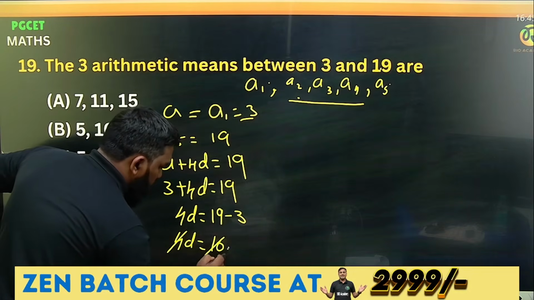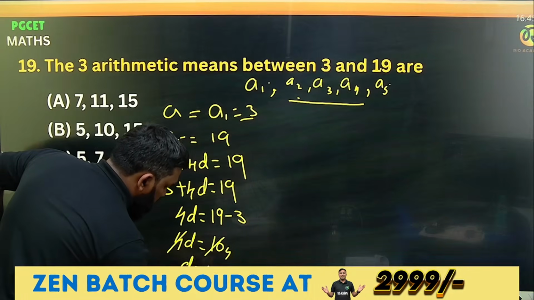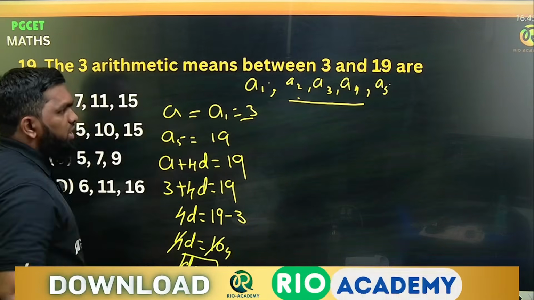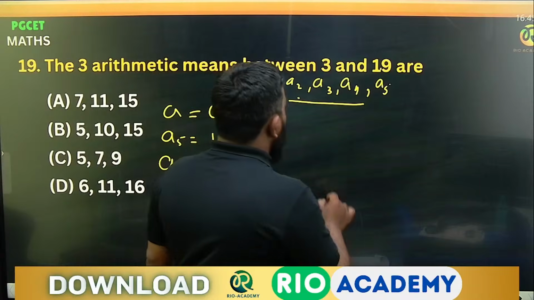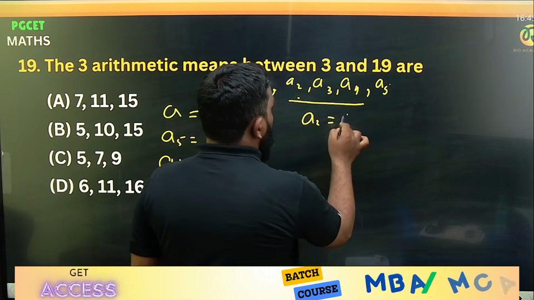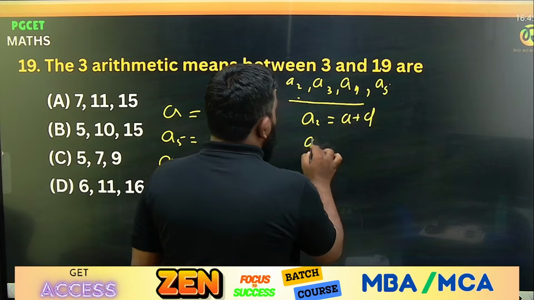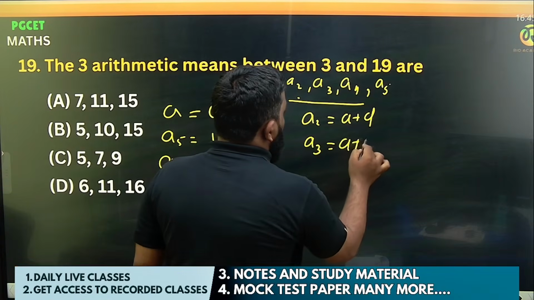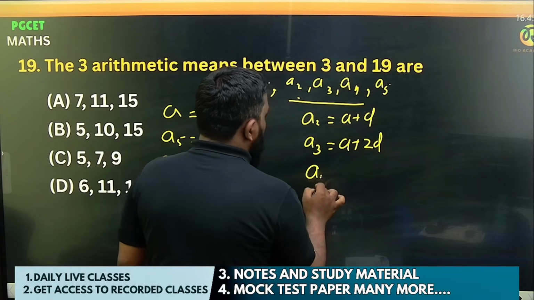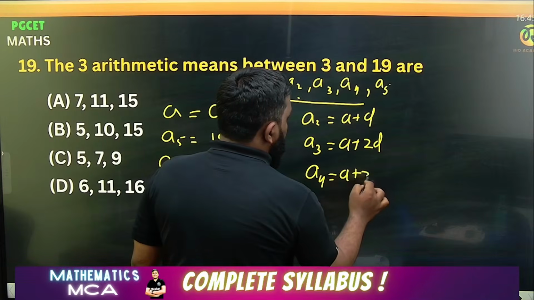Now D is equals to 4. We got the D value, and already we have the A value. A2 means A plus D. A3 means A plus 2D. A4 means A plus 3D.